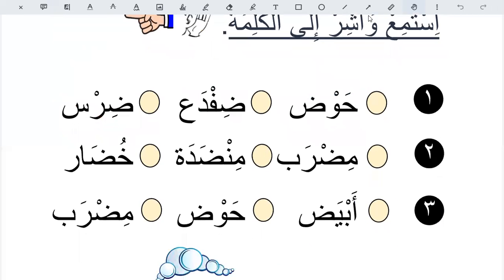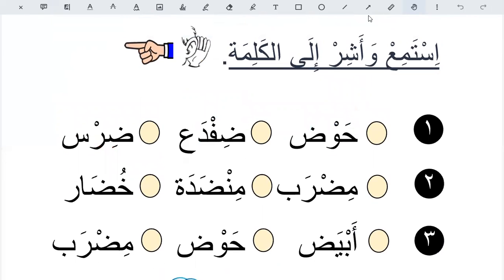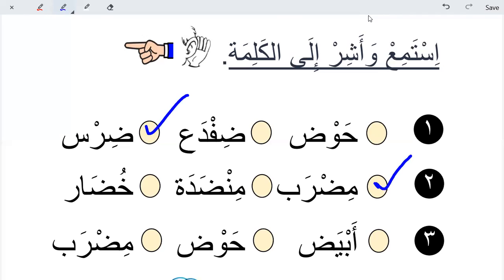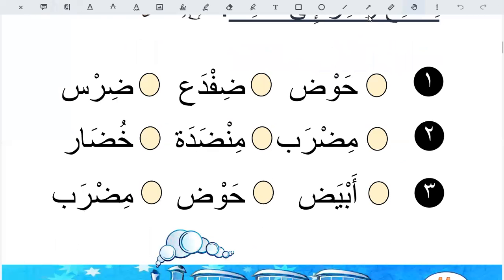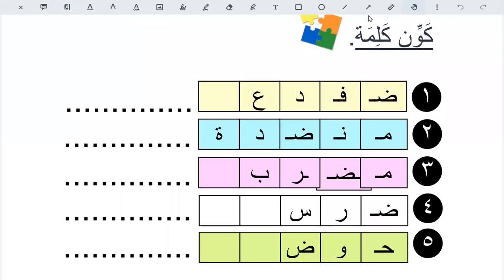Listen and point to the word. Frog. Latifa. Good. Table. Table. White. Riyan. Molar teeth. Third one, shears. Racket means sharp. The second one. No, racket means mill. Fishing boat. Second one. Choose the word, Riyan.